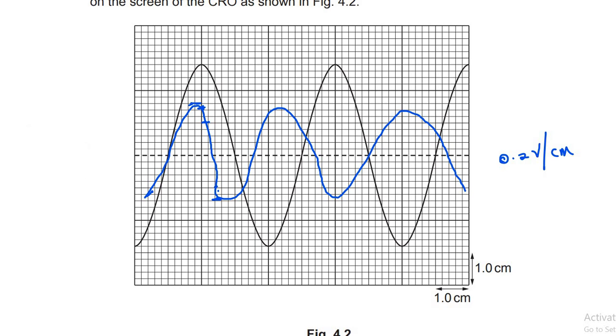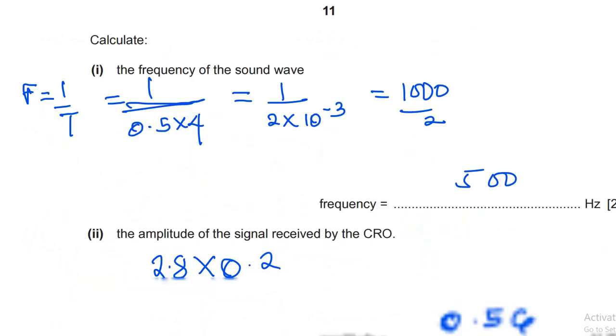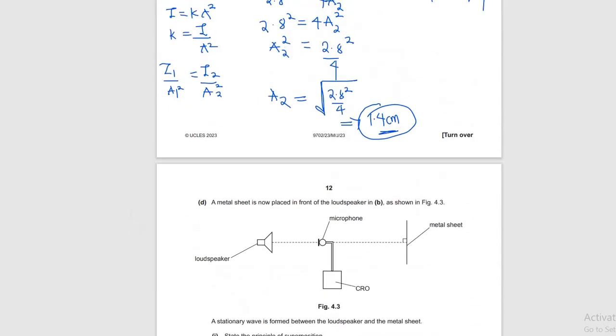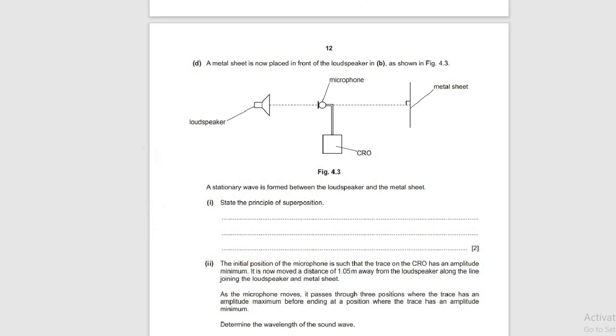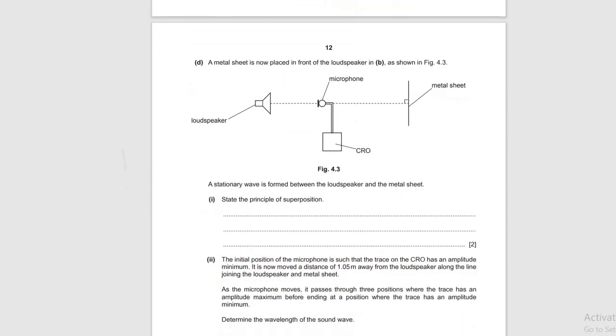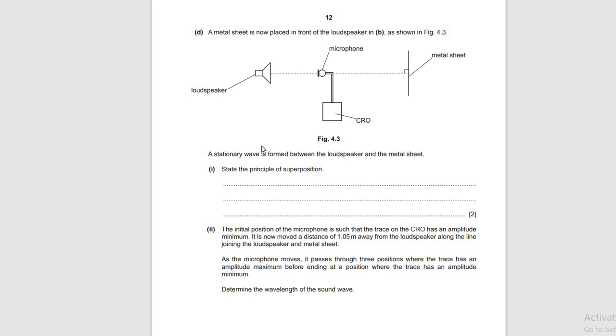Okay, let's move to the next question. Now the next question is question D. A metal sheet is now placed in front of the loudspeaker as shown. A stationary wave is formed between the loudspeaker and the metal sheet. State the principle of superposition.